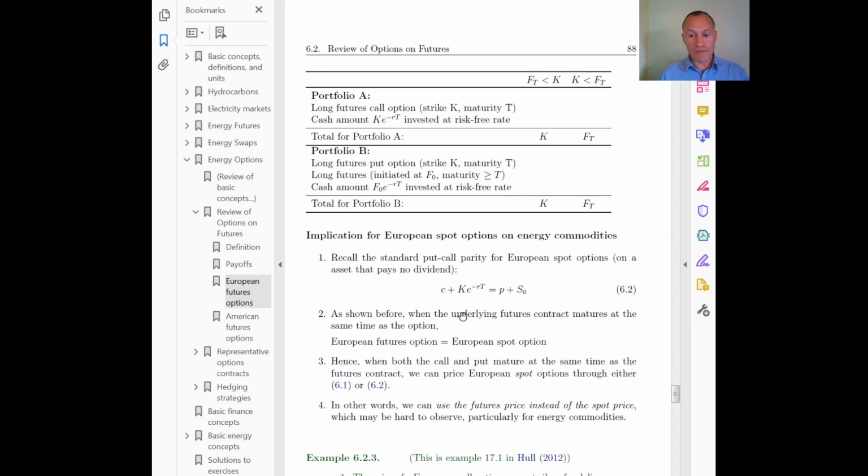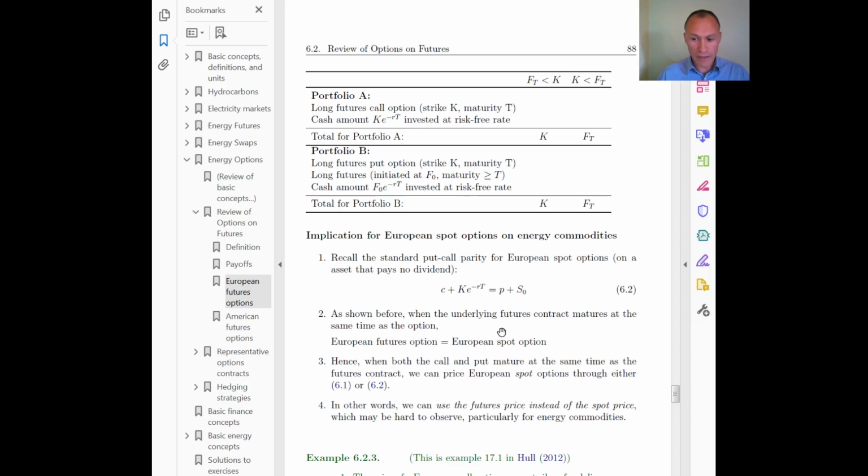But as we have seen before, in this case that we are looking at, which is European options, where the futures contract matures at the same time as the options, we have concluded that the futures and the spot option are the same. They work exactly in the same way. They give you the same payoff in the end, and they have the same price.